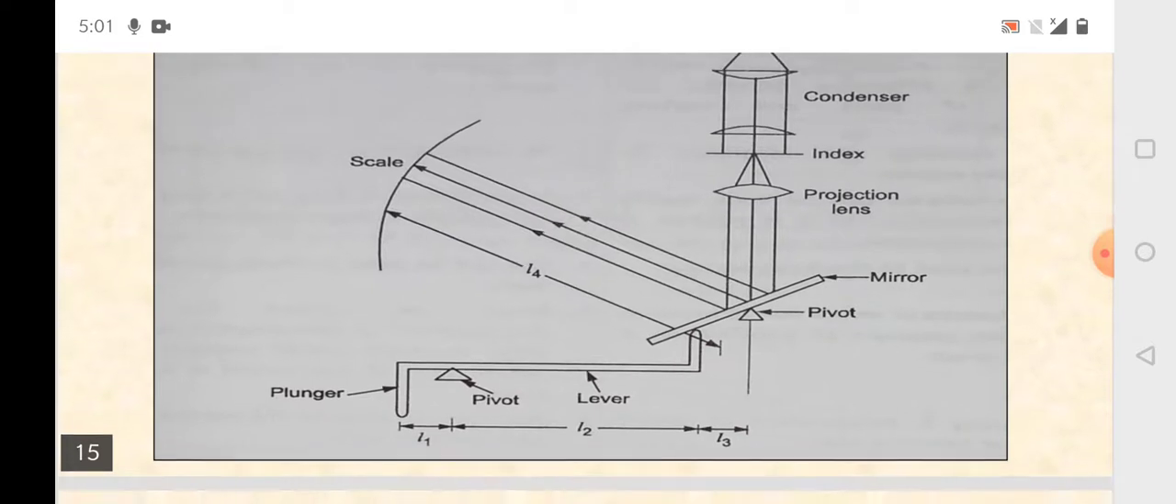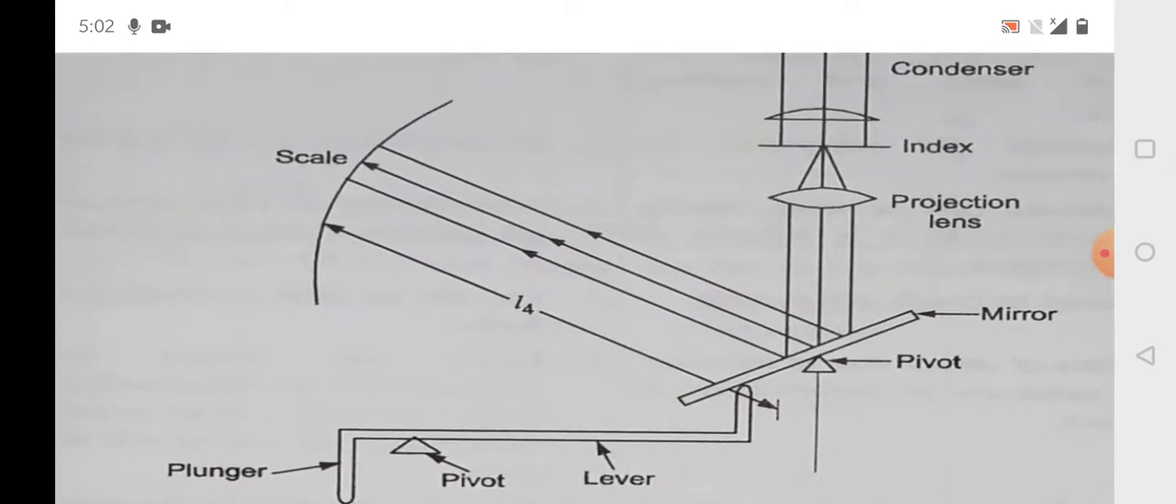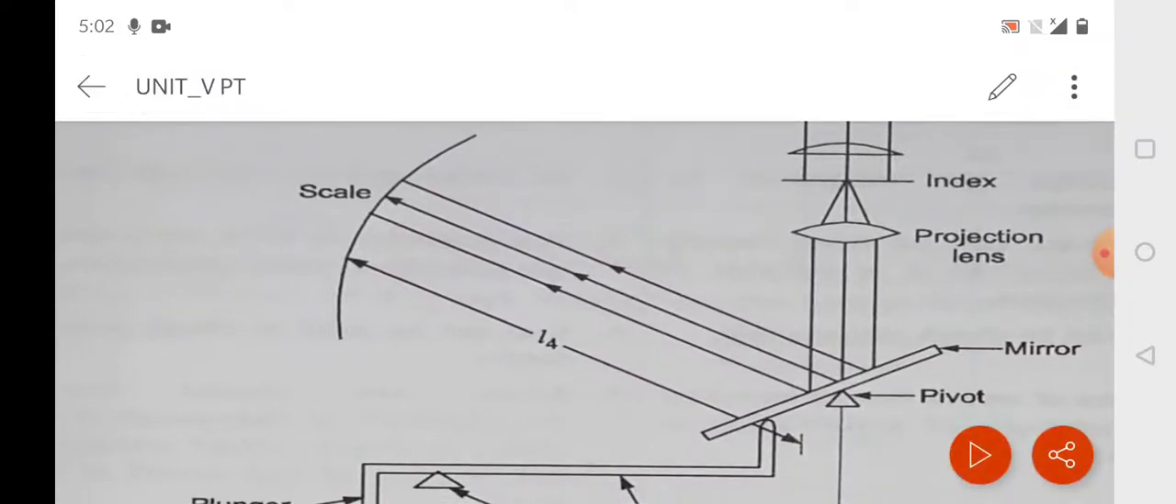Here we can see there is a plunger, there is a pivot, and this lever is connected to an inclined mirror, which is again pivoted here. This plunger will come in contact with the workpiece and move up and down. It is connected to this mirror through this lever, and this will move. This can change the angle of this mirror. As the angle of the mirror changes, the angle of deflection of the rays will change and will give you the reading on the scale pointer.